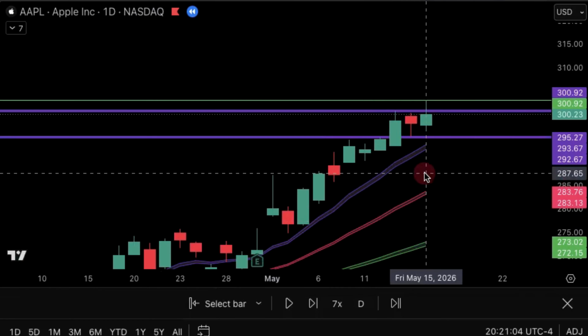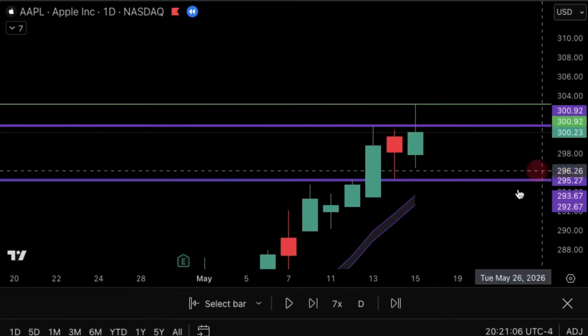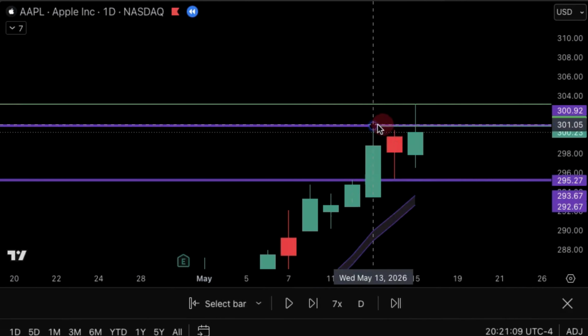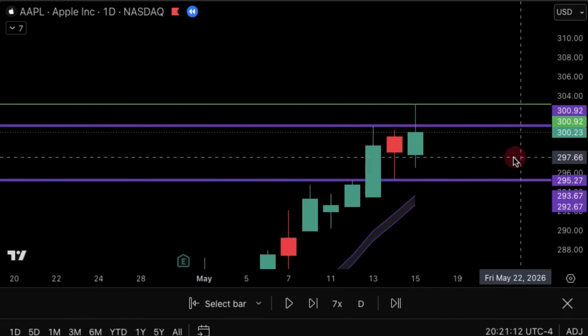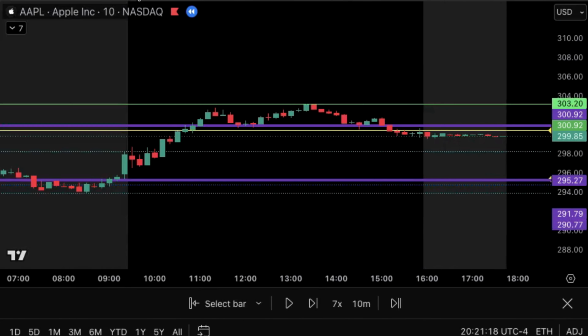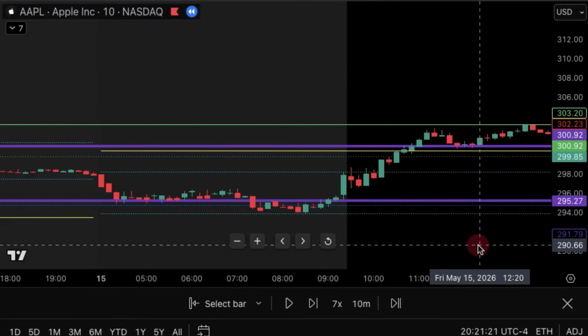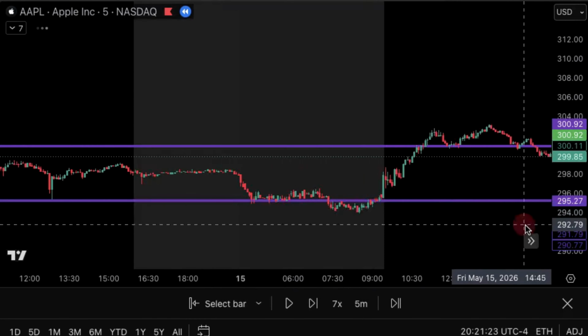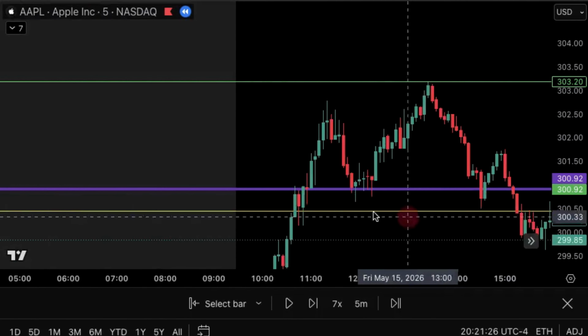So Apple here, this is Friday. You can see we broke above previous day high, kind of this range here at this 300 level. So a psych level on top of all that. And if I go to, let's see here, if I go to the 5 minute is what I entered on. So my alert went off.